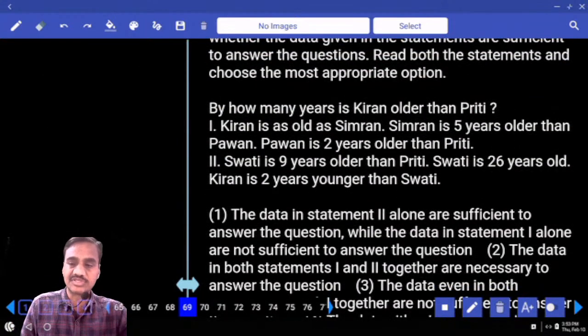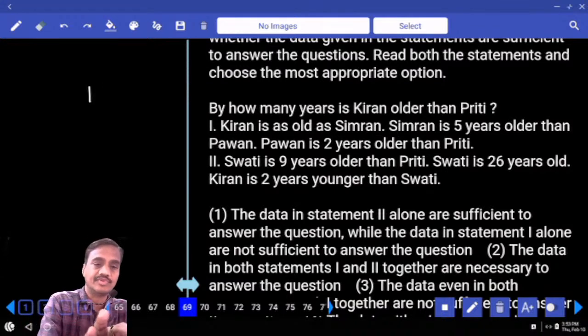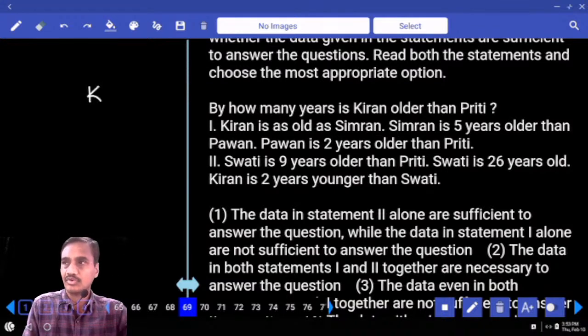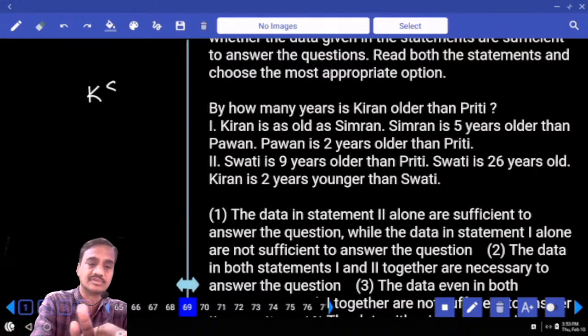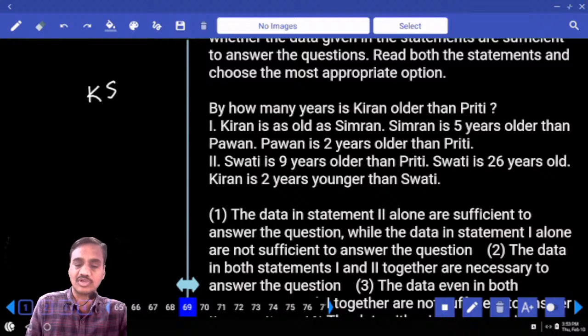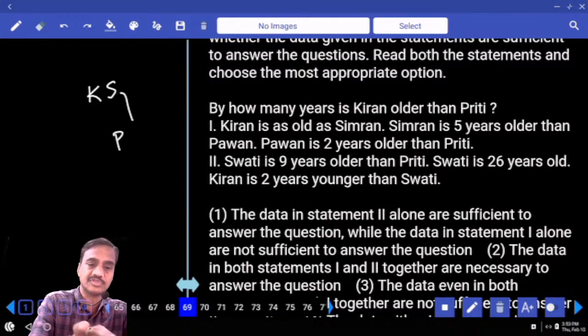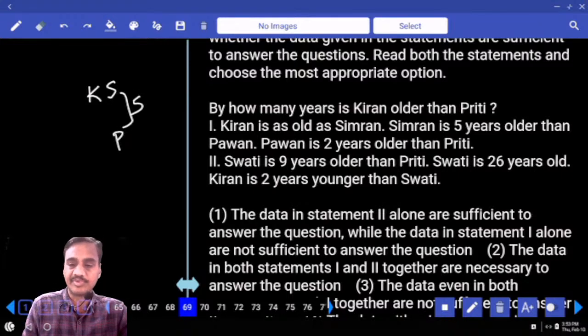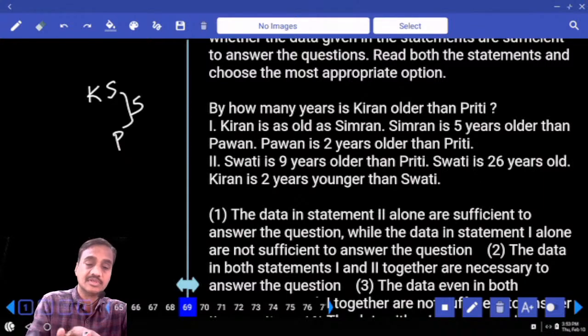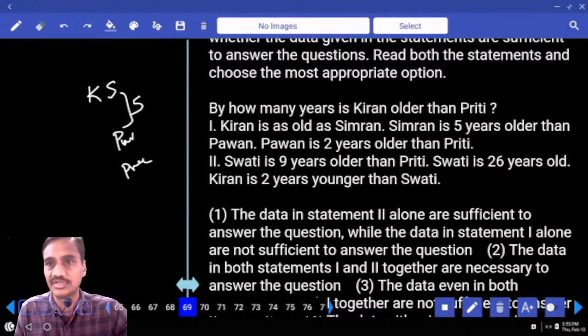69, by how many years is Kiran older than Preeti? Now we need to find the ages of these persons. Kiran is as old as Simran. And Simran is 5 years older than Pawan. The difference between these two persons is 5. And Pawan is 2 years older than Preeti. Now Pawan is 2 years older than whom? Older than Preeti.